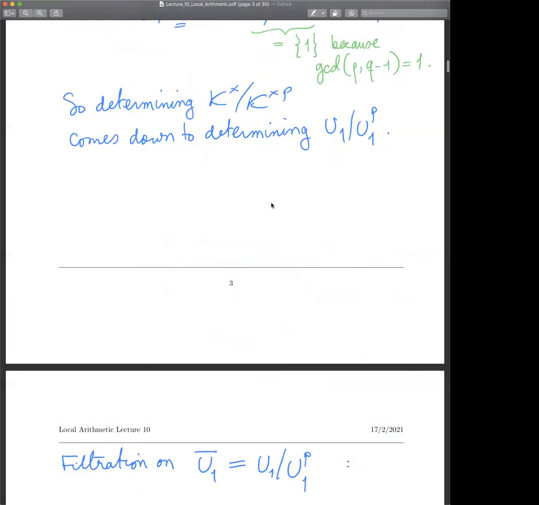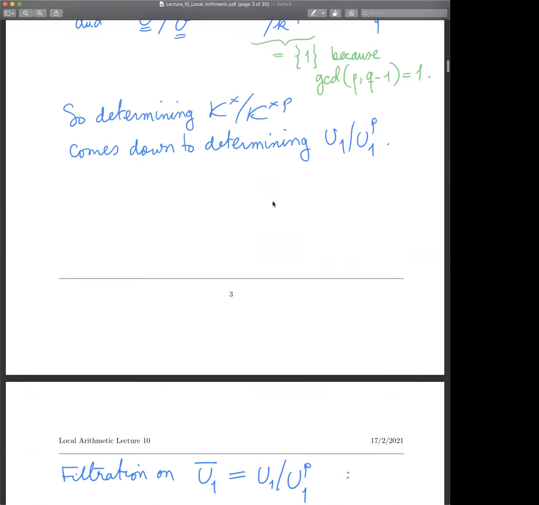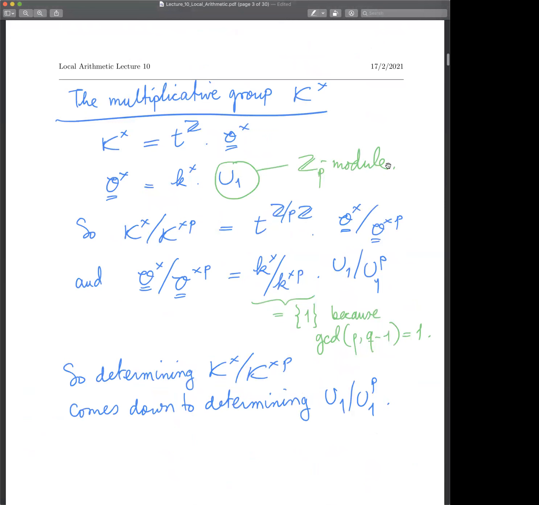And did we see it last time, or are we going to see it today? Yeah, so we are going to see today that as a Z_p module, it's not finitely generated. So we will determine the structure of U1 as a Z_p module, because basically we want to determine the structure of K star. And so K star is T to the Z times O star, and O star is little k star times U1. So everything comes down to figuring out what U1 is.